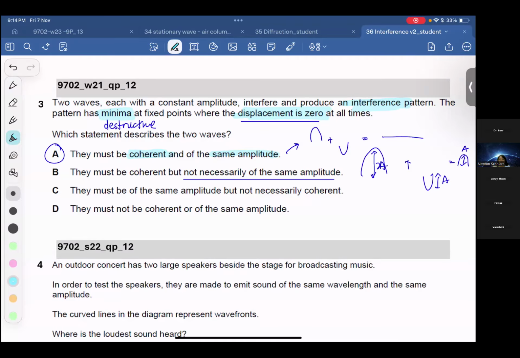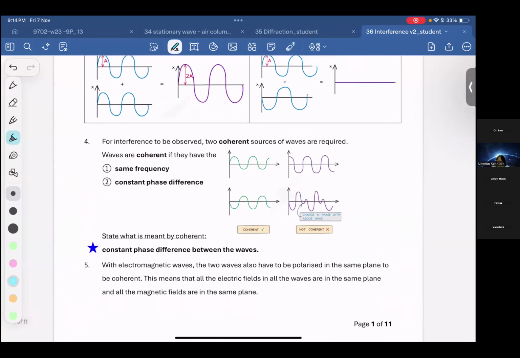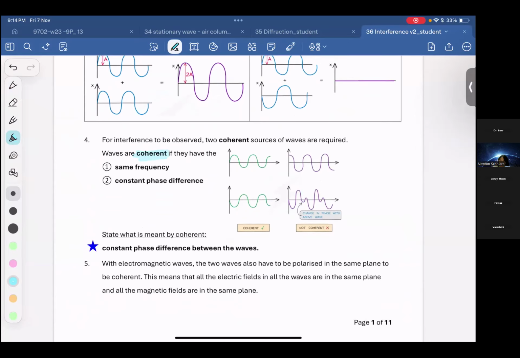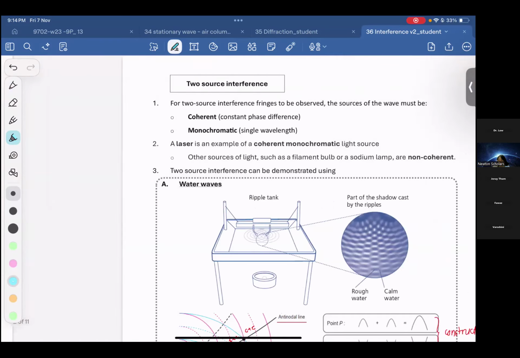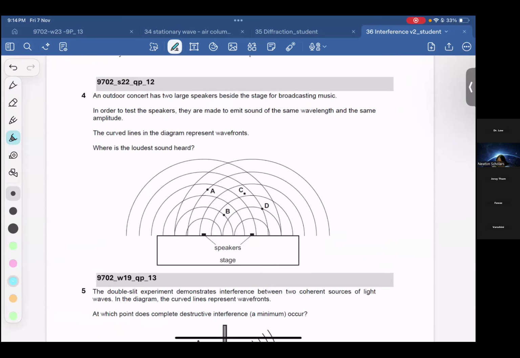So must have coherent. That's why in my notes, first page here, you see? Very important, must be coherent. For interference to be observed, a coherent source is needed. Definition of coherent: constant phase difference.